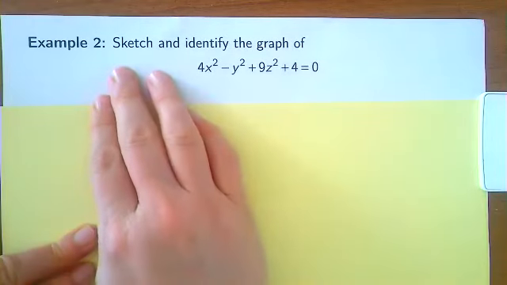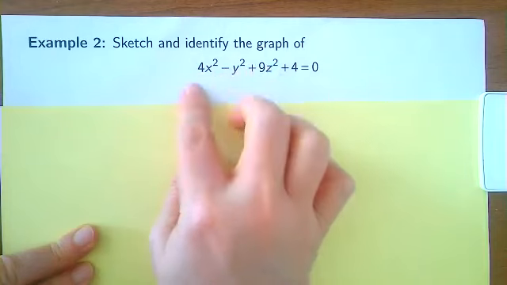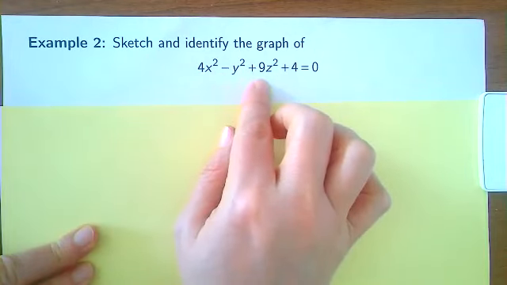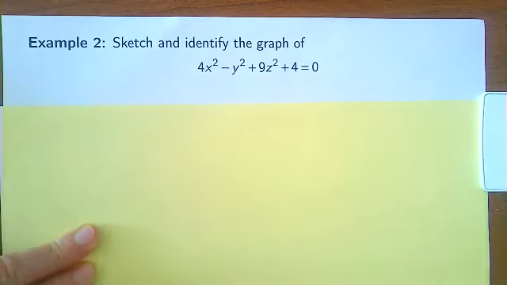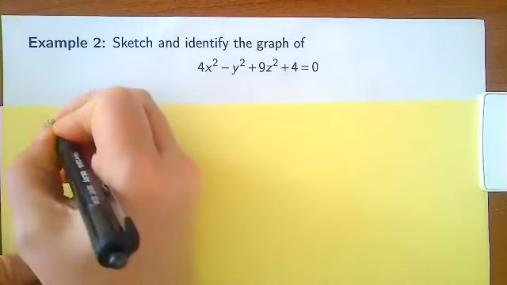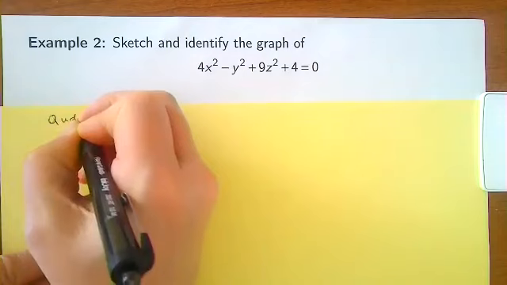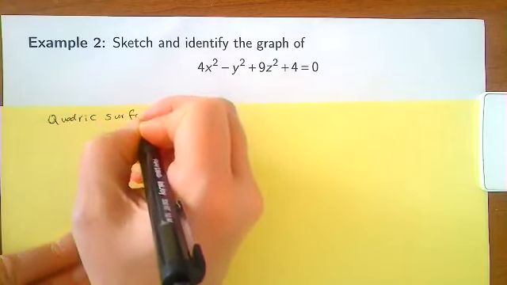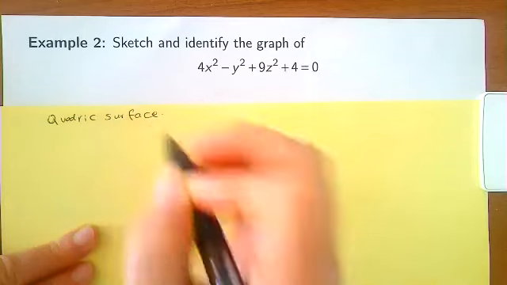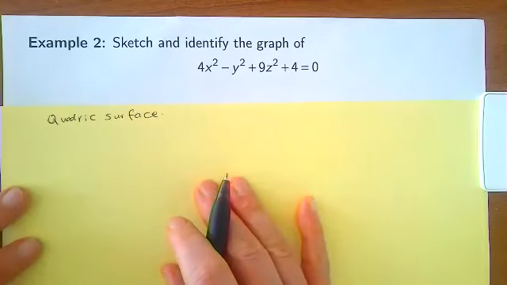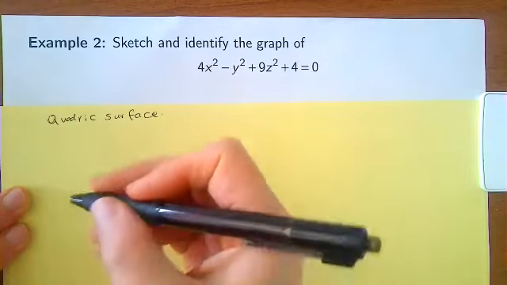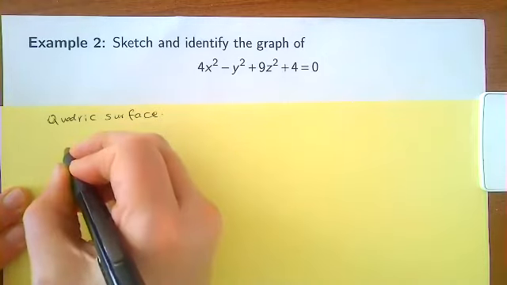This question is asking us to sketch and identify the graph of 4x squared minus y squared plus 9z squared plus 4 equal to 0. First thing I notice is this is a quadratic surface. So with quadratic surfaces, I like to find all the cross sections in the standard form.